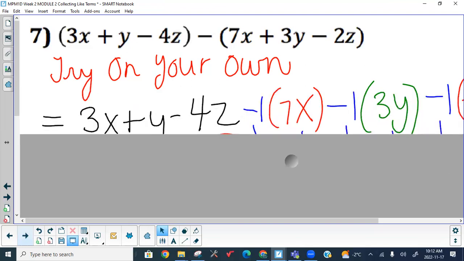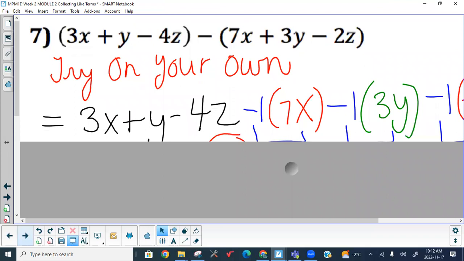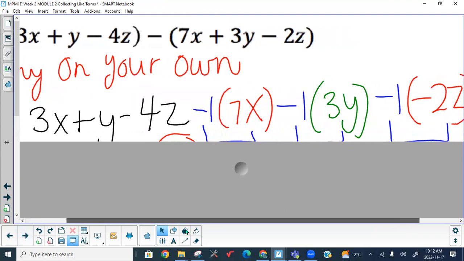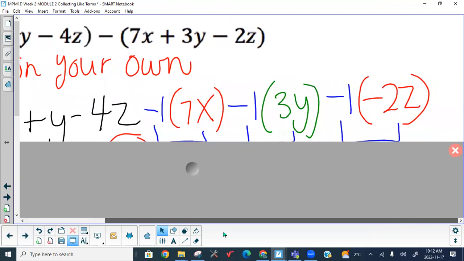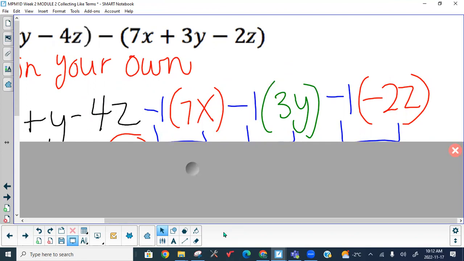Okay, so how you would write this out, you would have 3x plus y minus 4z. You wouldn't change anything about that, but you would take the negative 1, multiply it by the 7x, negative 1 multiplied by 3y, negative 1 multiplied by negative 2z. Hopefully everyone wrote that out. I'm going to zoom out a little bit so we can see the whole solution better.